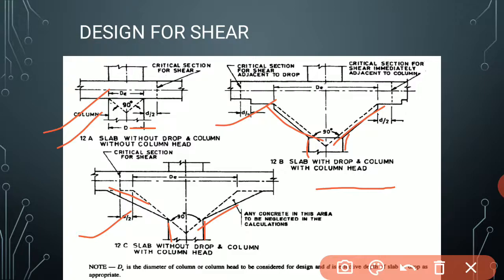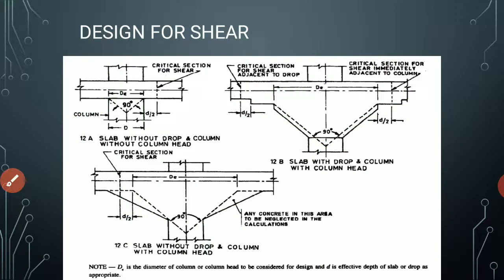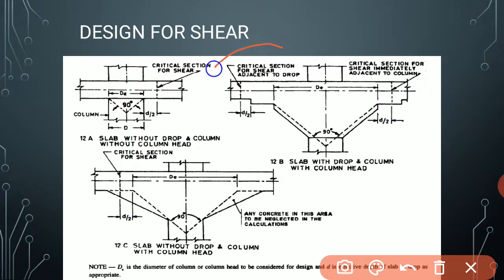So what does the drop mean? Here we have a particular drop. The critical section for shear is adjacent to the drop. So just see this critical section criteria, it is obviously at a distance d by 2 for all the three cases. This drop angle shall be taken as 90 degrees.